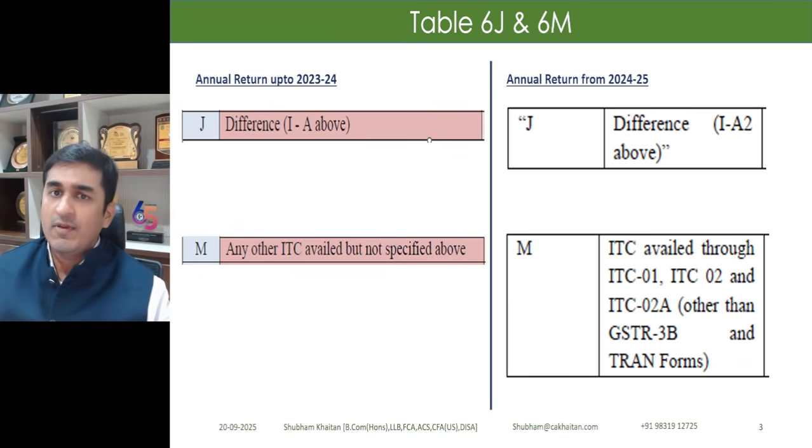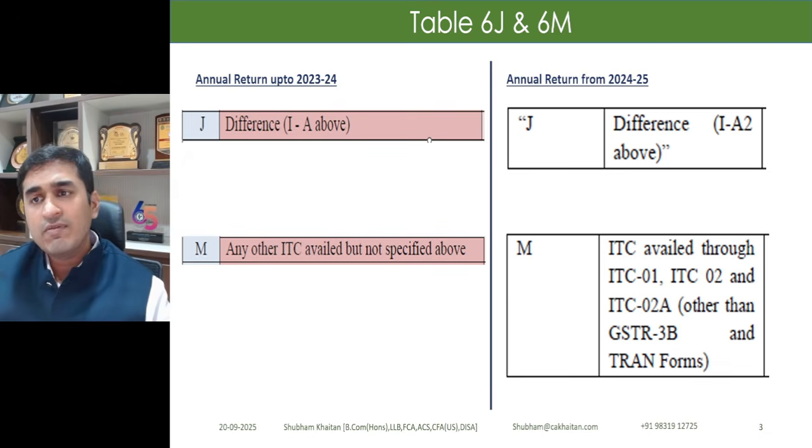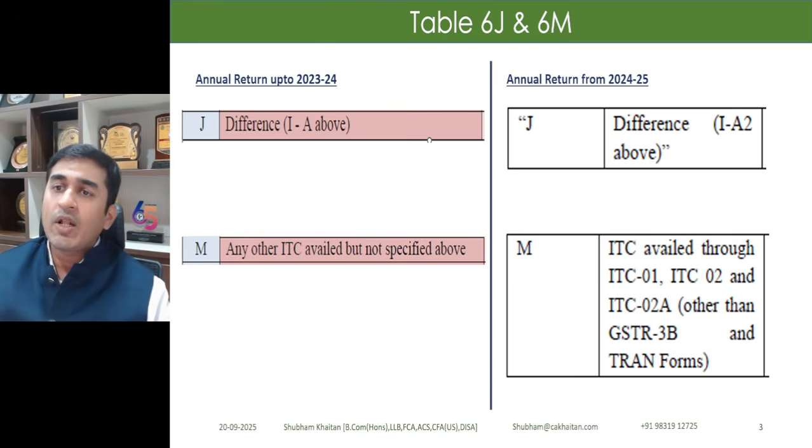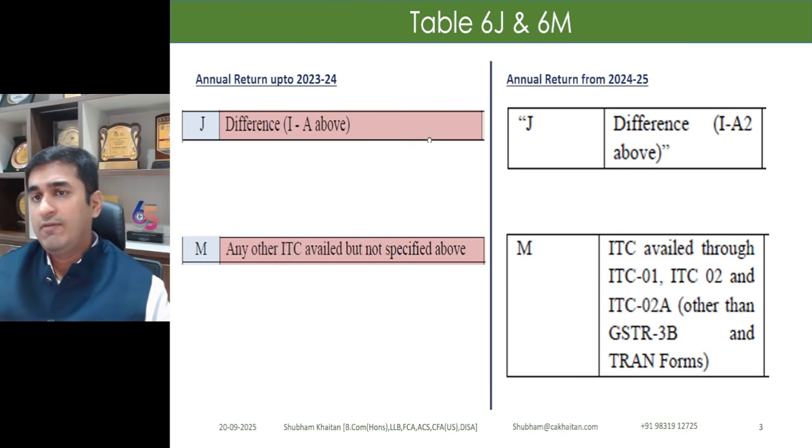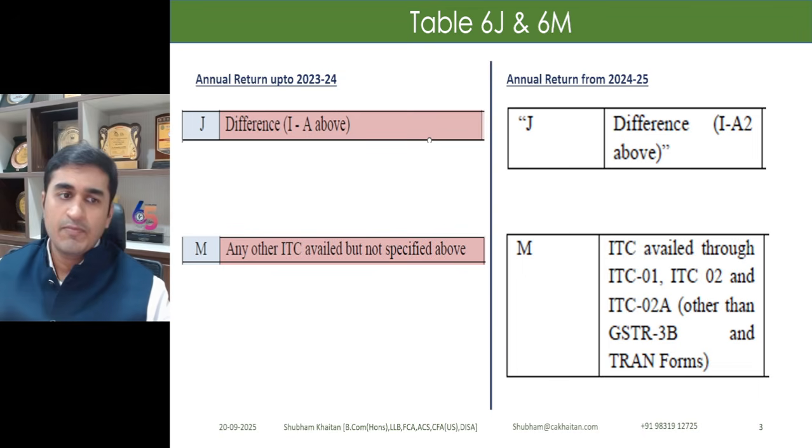availed in 24-25. That means table 6J ideally now should be 0, because table 6J is only the difference between I and A2. I is basically the aggregate of ITC of 24-25 availed in 24-25. A2 is basically the differential if I reduce the effect of 23-24 from my total ITC availed in 3B in 24-25. So as I said, this is going to be ideally 0. This will now not contain the effect of the previous financial year's ITC taken in the current financial year.